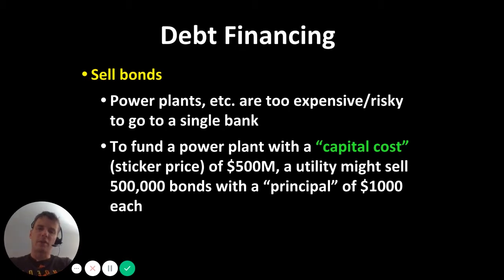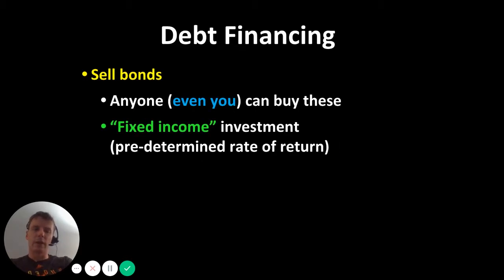For example, to fund a power plant with a capital cost or a sticker price of $500 million, a utility might sell 500,000 bonds that each has a principal of $1,000. If they sold those 500,000 bonds for $1,000 each, that would give them the $500 million that they need to build the power plant. And anyone could buy one of these bonds, even you or me.